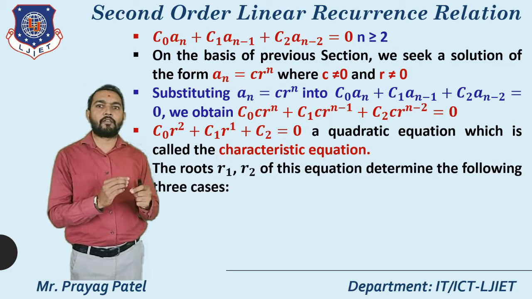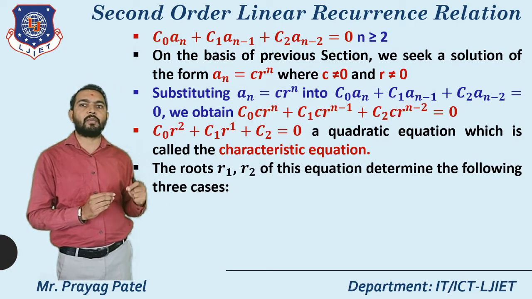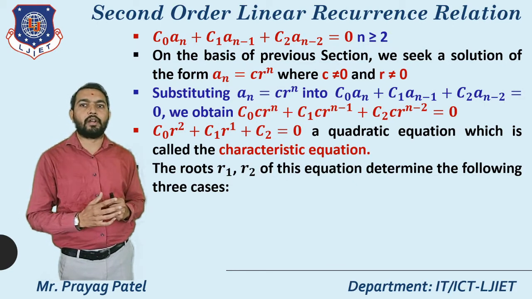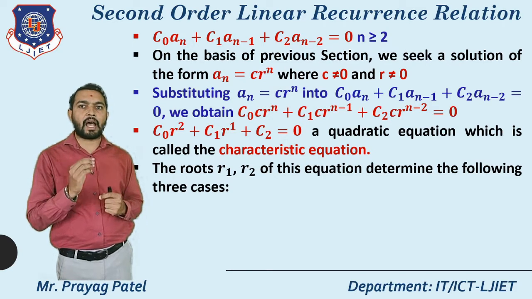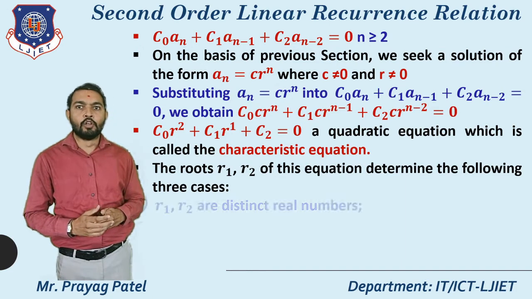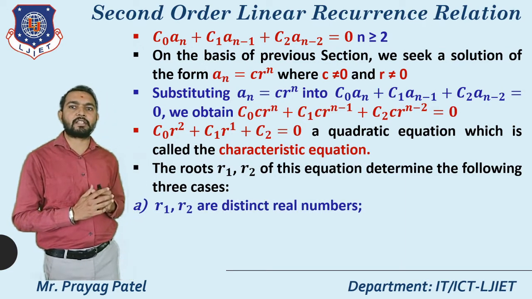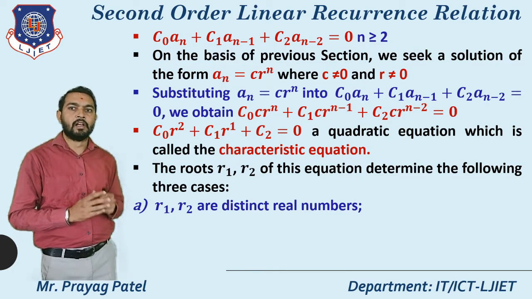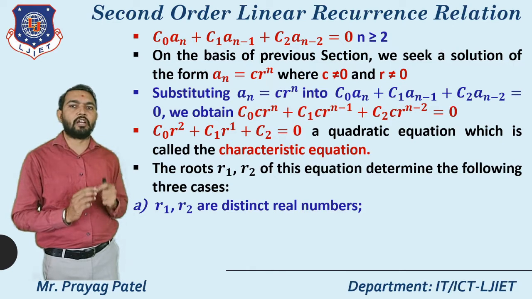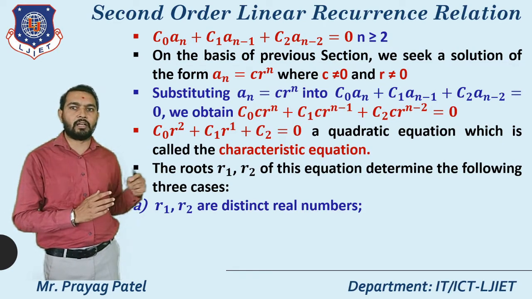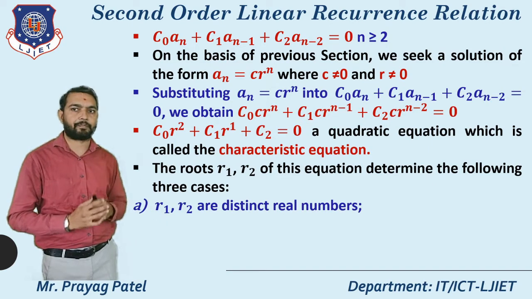Now here the roots R1 and R2 of this equation determine the following three cases. Here the number of values of R is more than 1, so for example the value of R is 2. That means R1 is the first result and R2 is the second result for R. So we have three different cases depending on the values of R1 and R2. Now the first case: R1 and R2 are distinct real numbers. That means the value of R1 is different from the value of R2. This is considered case number A.